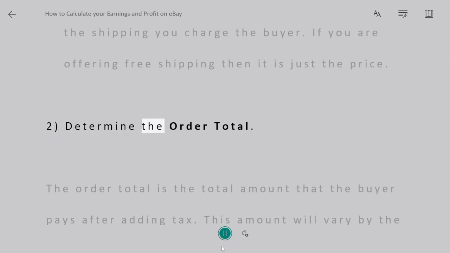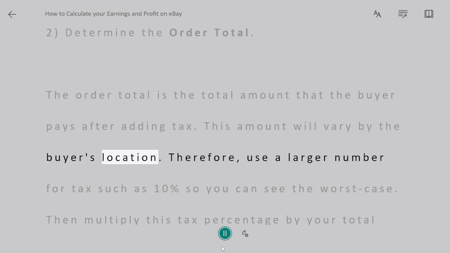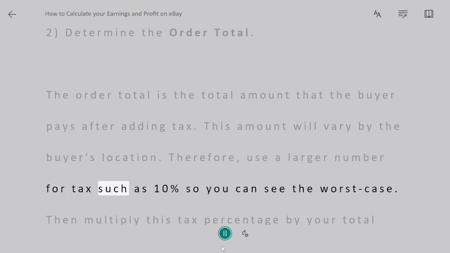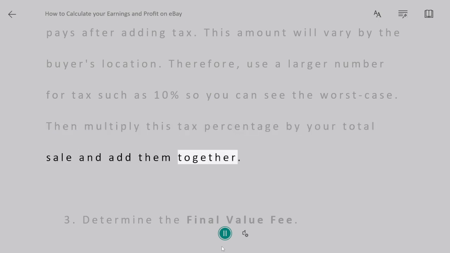2. Determine the order total. The order total is the total amount that the buyer pays after adding tax. This amount will vary by the buyer's location. Therefore, use a larger number for tax, such as 10%, so you can see the worst case. Then multiply this tax percentage by your total sale and add them together.